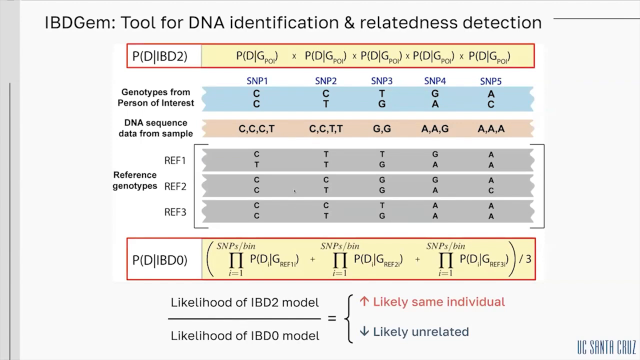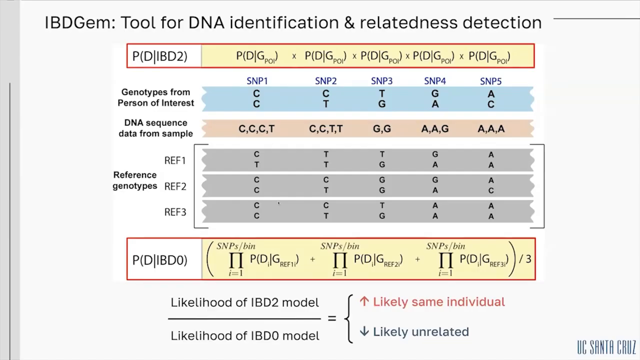For identification purposes, we are interested in whether these samples share 0 chromosomes IBD, which means that they come from different individuals, or whether they share 2 chromosomes IBD, which means that the samples come from the same person. These two models are highlighted in red here.